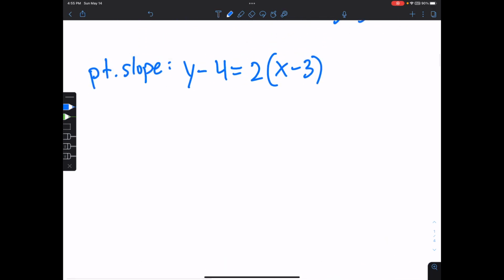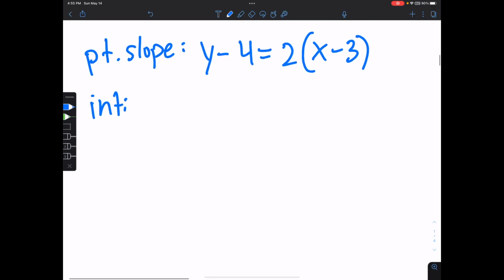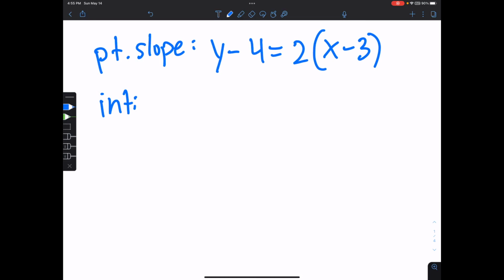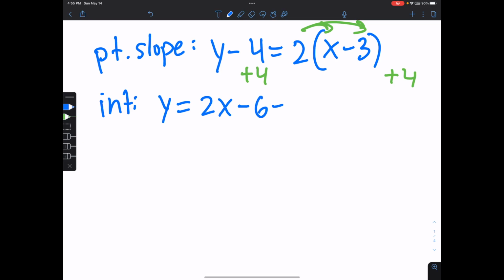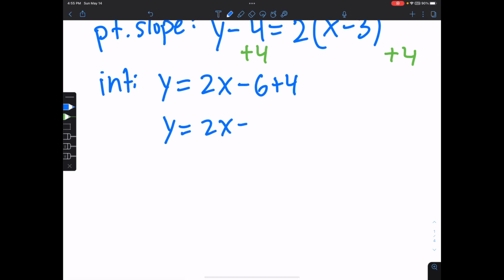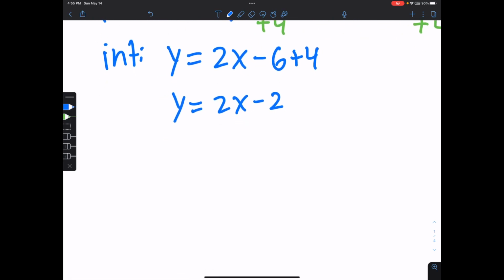To put this into slope-intercept form, we just need to add 4 on both sides, and then distribute this. So we get y is equal to 2 times x is 2x, 2 times negative 3 is negative 6, and then plus 4 at the end. Then y is equal to 2x minus 2. And that would be our intercept form.